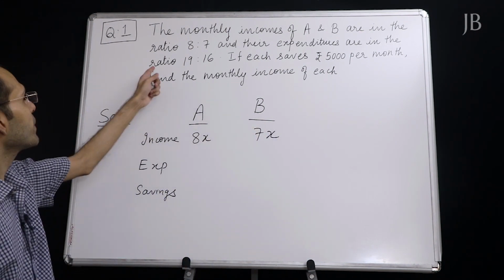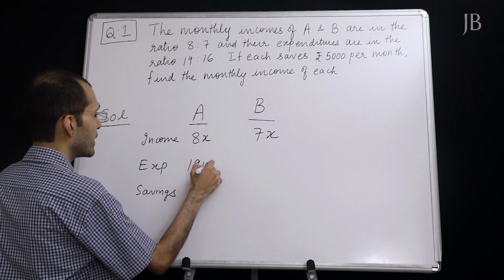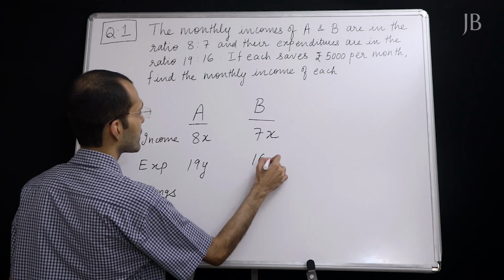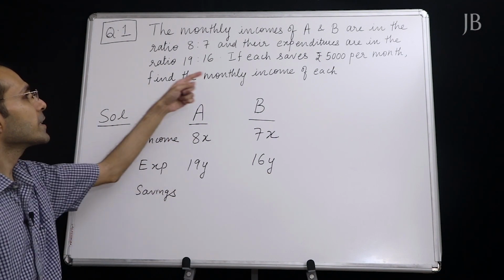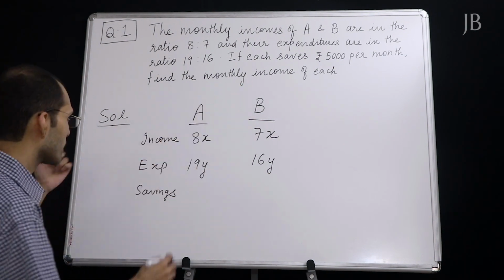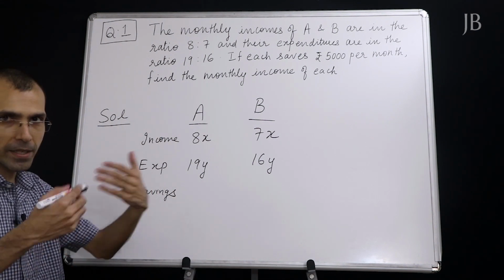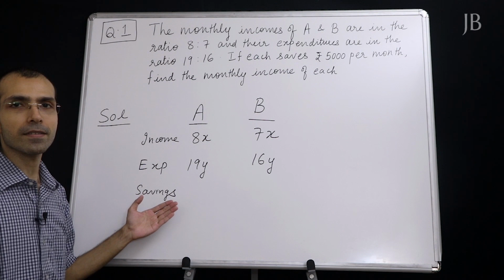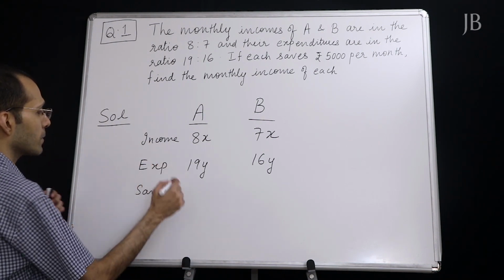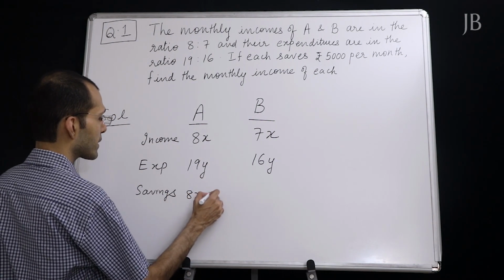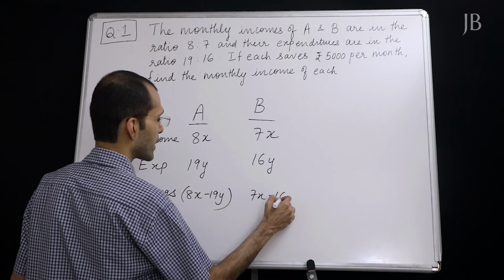The ratio of the expenditures is 19:16. So let the expenditure be 19y and 16y. We can't take it as x. Savings. Each person saves how much? 5,000. So income minus expenditure will be your savings. Income minus expenditure will be your savings. So the savings here will be 8x minus 19y and here it will be 7x minus 16y.